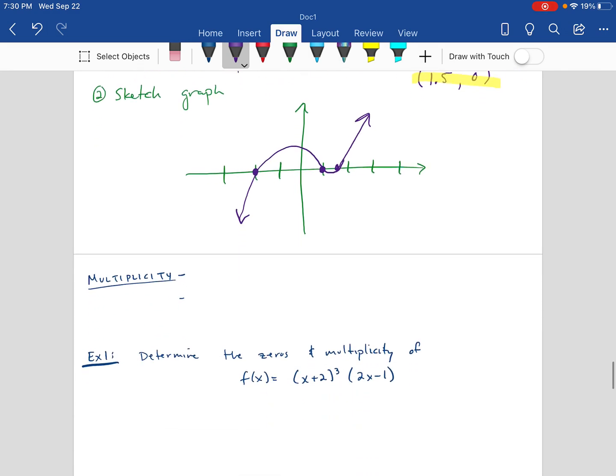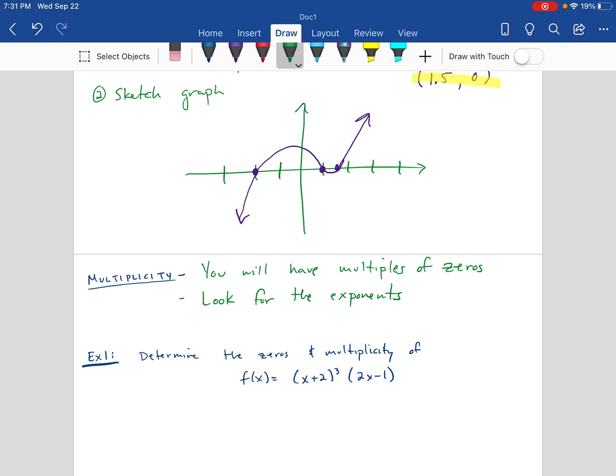Okay, so the second day we started with multiplicity. Multiplicity sounds like multiple, and that's exactly what it is. The multiplicity is the multiple of the same zero. So you will have multiples of zeros. When you are looking for multiplicity in a function, you are going to look for the exponents that they give you.